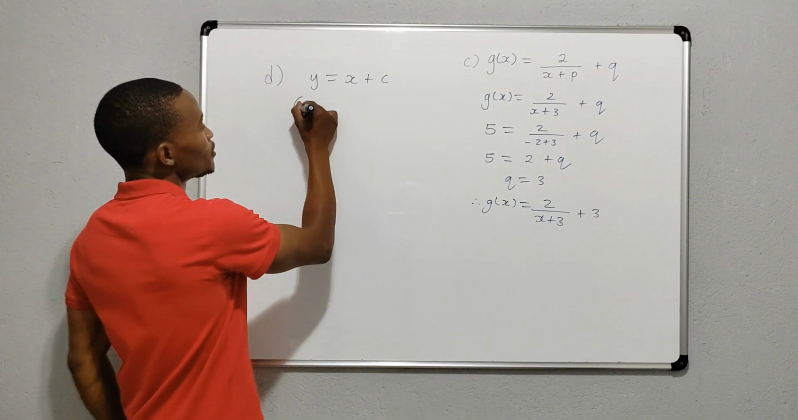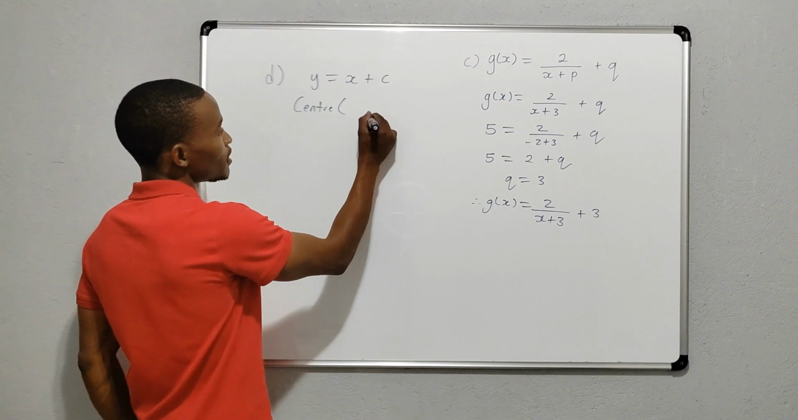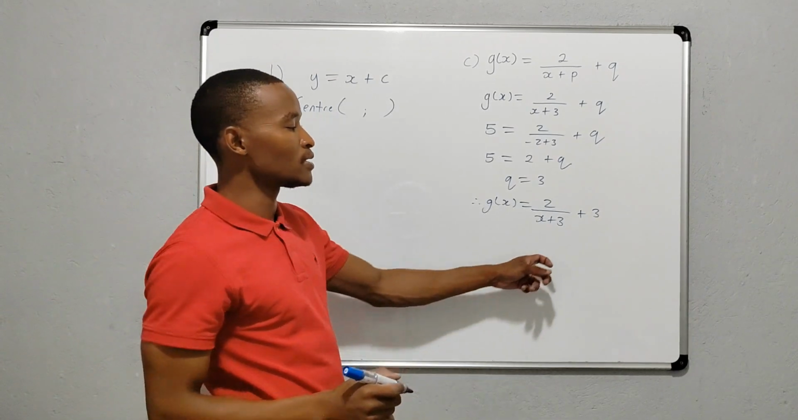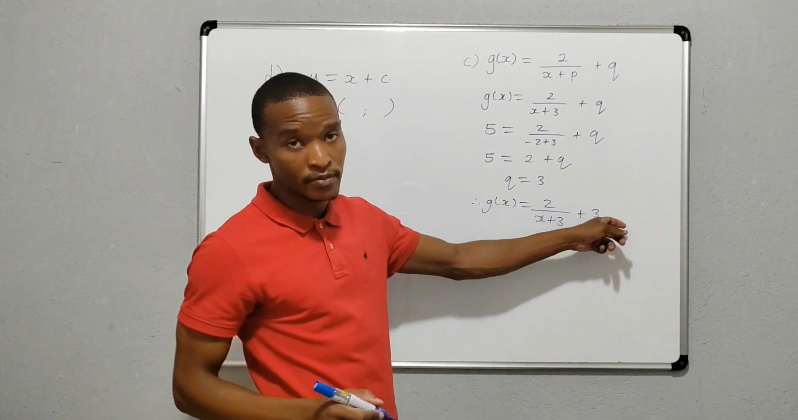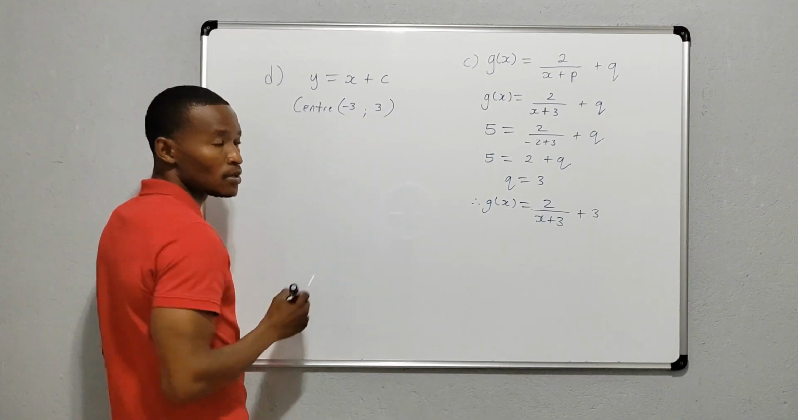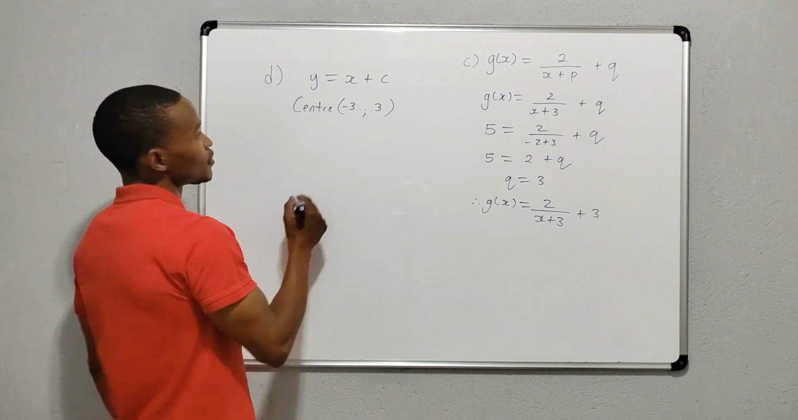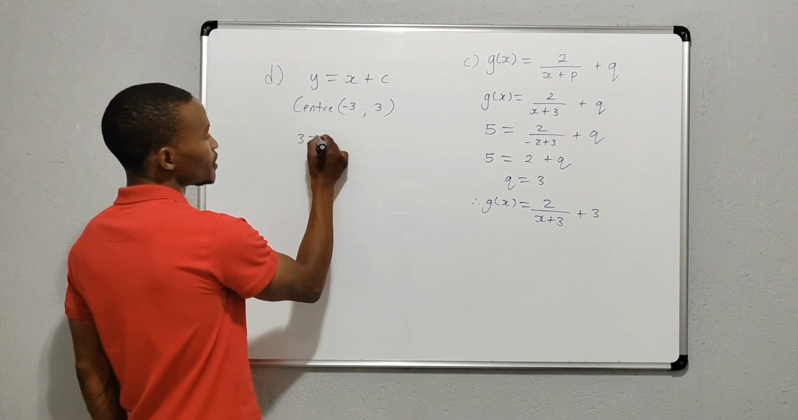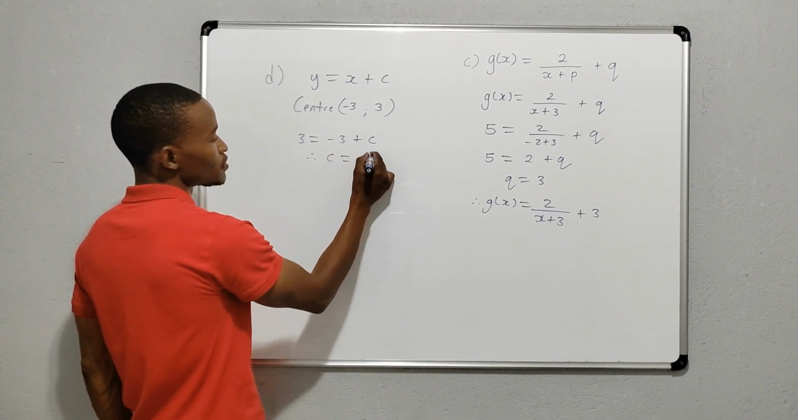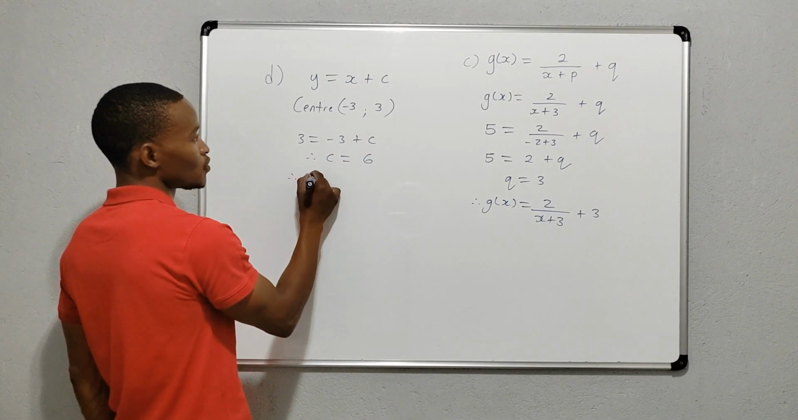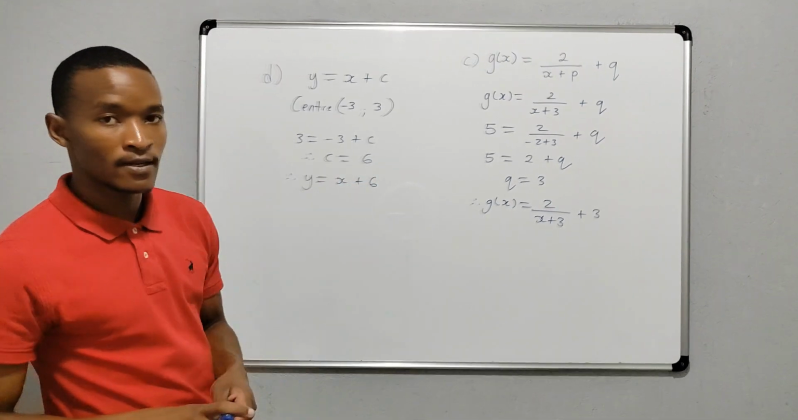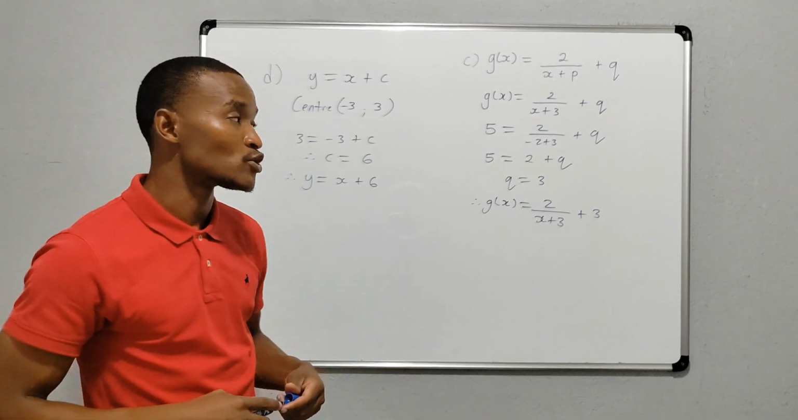Okay, you need to know that the hyperbola has a center determined by the intersection of the horizontal and vertical asymptotes. Okay, so what will be the center here? -3 and 3. Okay, so you substitute these coordinates in the equation, and you will see that C is equal to 6, and therefore the equation that we're looking for is this one. Okay, pretty much straightforward as well.